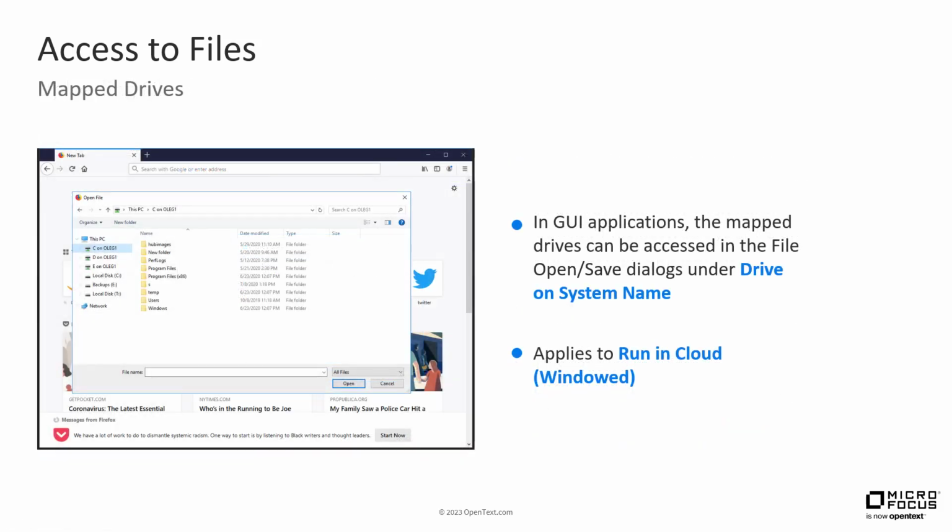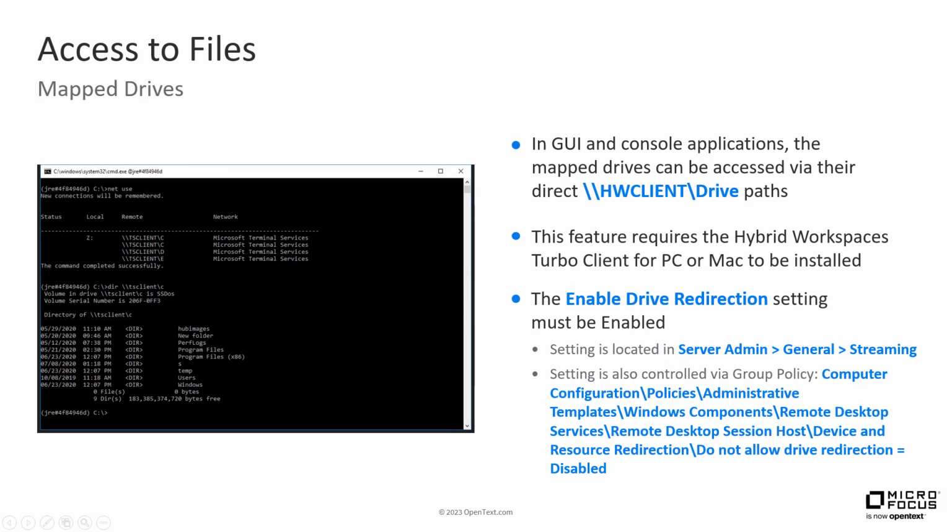Map drives. If you are using the run in cloud windowed option, you will see in the save dialogs you will have the drive letter on your local machine name. And you can use that to access your local files and folders. This is also accessible using the TS client slash drive path. For this to work, you need to enable the drive redirection setting. Again, customers have generally moved away from this method in favor of the cloud storage integration.